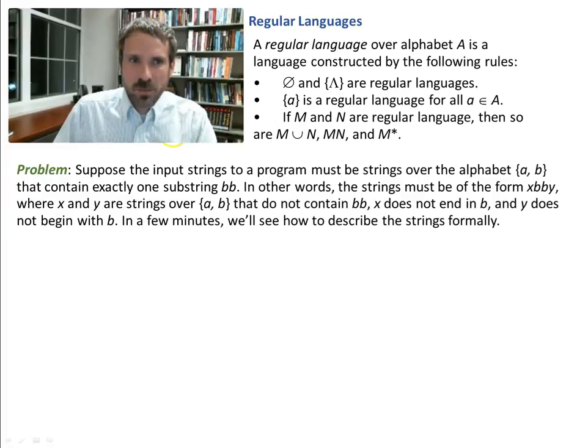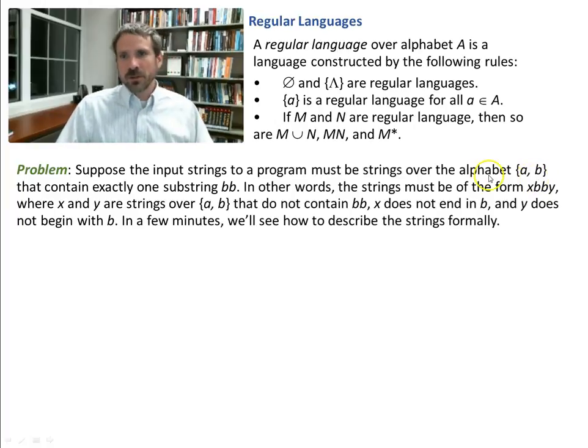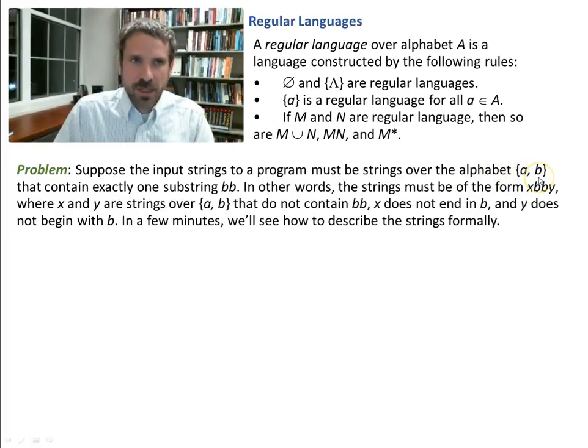So let's look at this problem here. Suppose the input strings to a program must be strings over the alphabet {A, B}. Remember from your prerequisite course that a language, in a sense, is a set of strings over an alphabet, right? We just have a set of elements, and we call this set the alphabet. And strings are just any combination of A and B here in this case. So a language over this alphabet simply means any string formed of A's and B's in any combination.